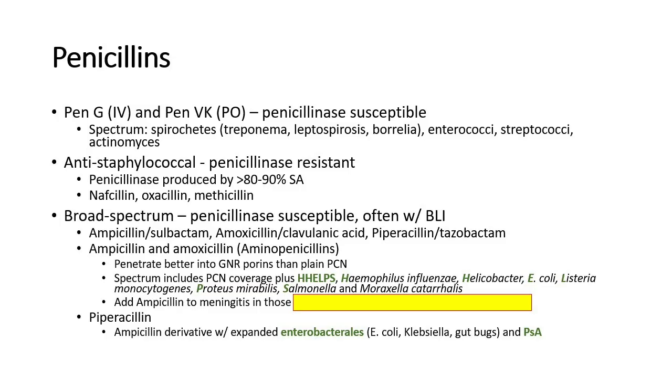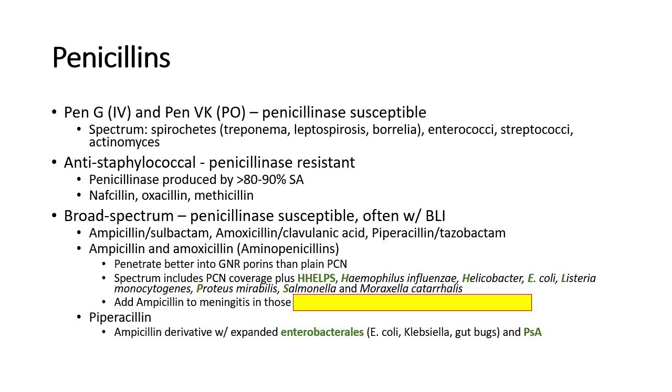So for the penicillins, there are several different generations. The first generation is just Pen-G or Pen-VK. These typically are used for enterococcal infections and strep infections. They also affect the spirochetes. The next generation is the anti-staphylococcal penicillins, which are penicillinase resistant, and really nafcillin is the only one we use. And then they've developed these broader spectrum penicillins, which are ampicillin, amoxicillin, and eventually piperacillin.